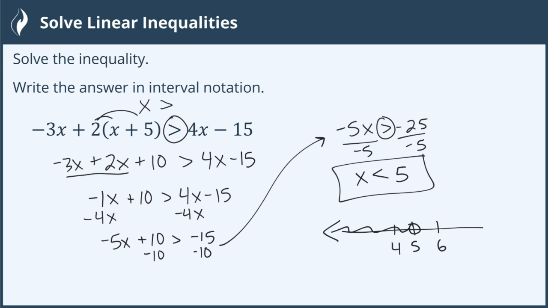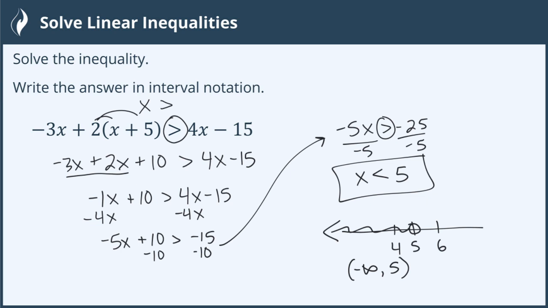And then interval notation would be a parenthesis, then negative infinity to 5, and then a parenthesis. So I have to put it in this order. I always put the smallest number first. So I can't write this as 5 comma negative infinity. I have to put the negative infinity first.